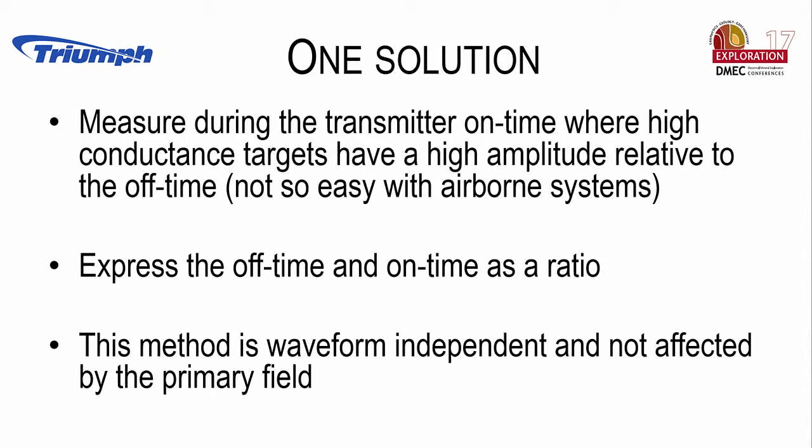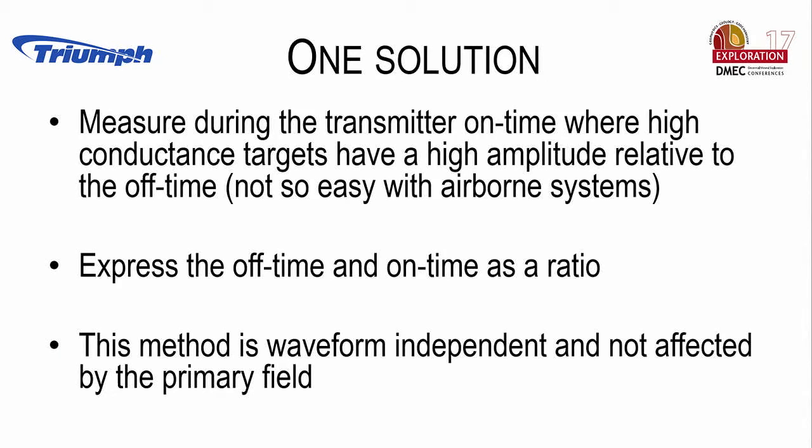One solution is to measure during the transmitter on time, where the high conductance targets have a high amplitude relative to the off time. And this is not so easy with airborne systems because the geometry of the transmitter platform changes even slightly and creates large changes in the primary field. But we can express the off time and the on time as a ratio if we have a full waveform system, which we all have.